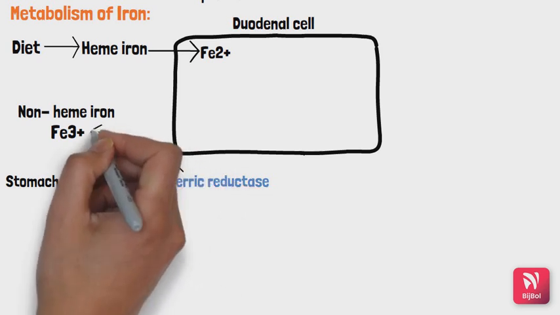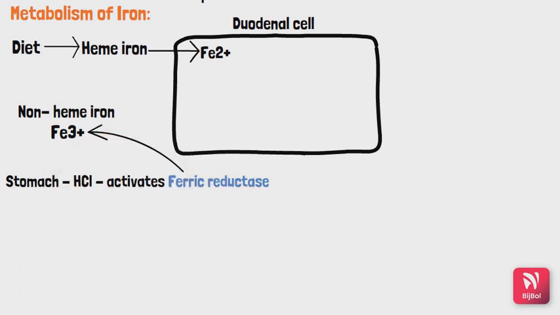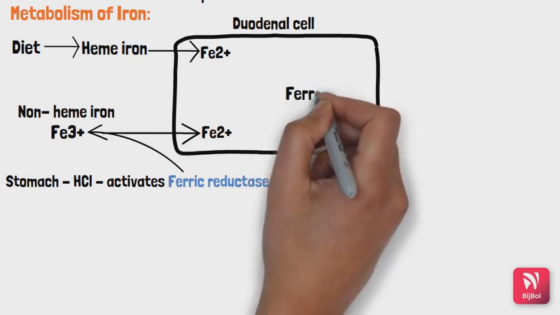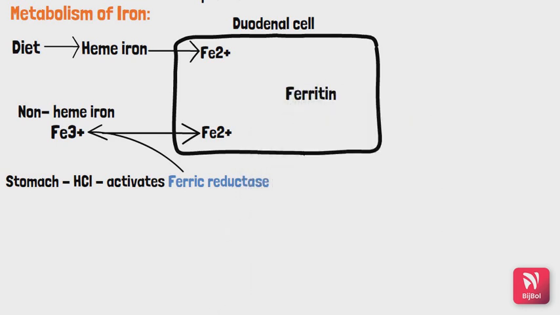In the name itself it is there, ferric reductase. So it reduces the Fe3+ to Fe2+, resulting in absorption of it into the duodenal cell. Once in the duodenal cell, it is stored as ferritin until its need arises. So as ferritin it gets stored.